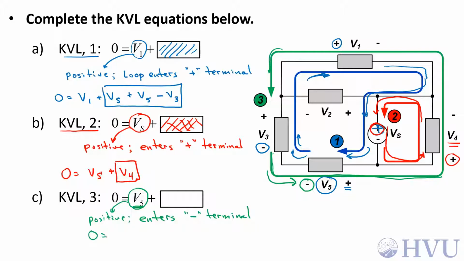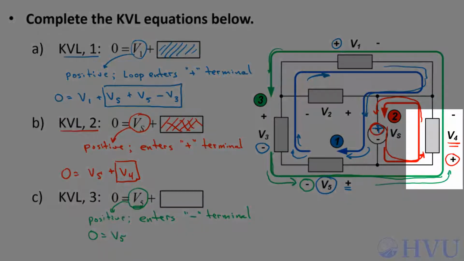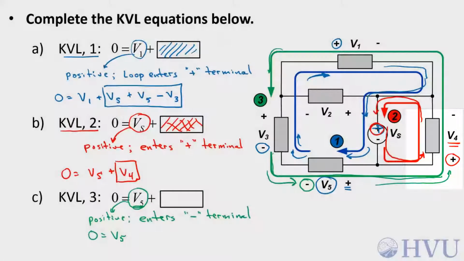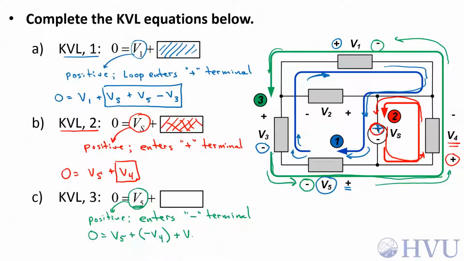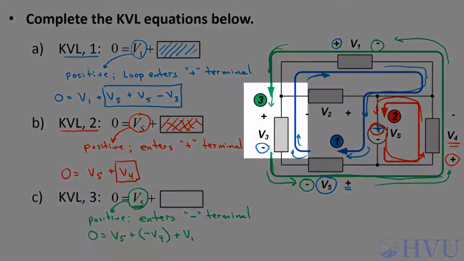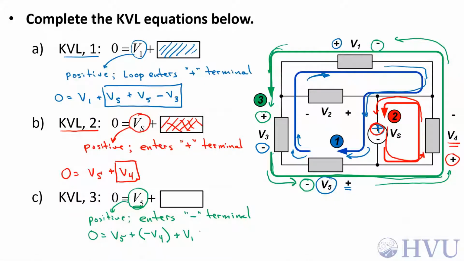So my equation is 0 is equal to V5. Going around here, the next thing I see is a positive terminal on V4. So I add a negative V4. Then around here I see a negative terminal on V1, which corresponds to a positive term. And finally, coming around here, I enter a positive terminal on V3, which is the opposite of my sign convention, so I subtract V3. So these are my missing terms.